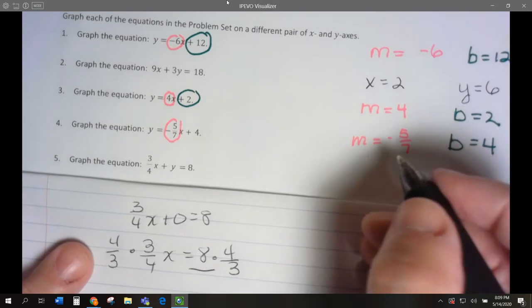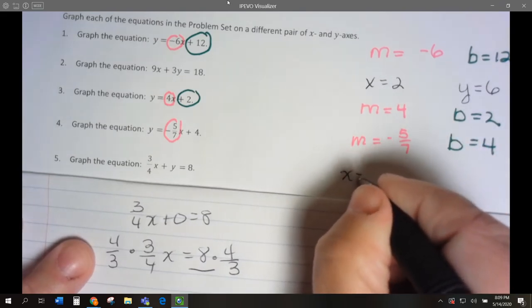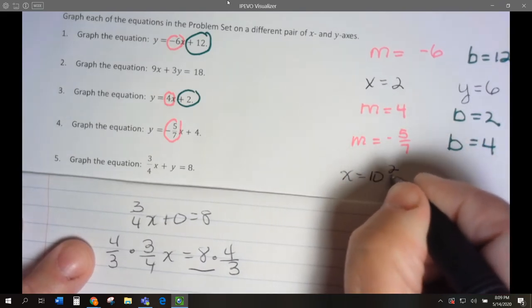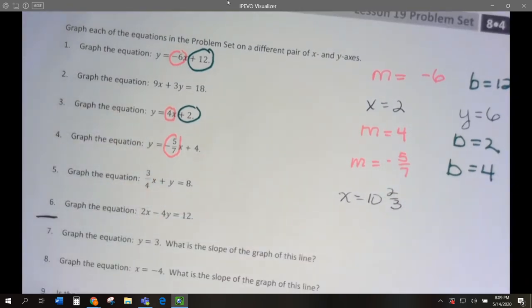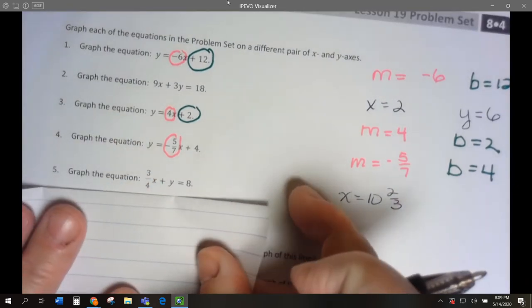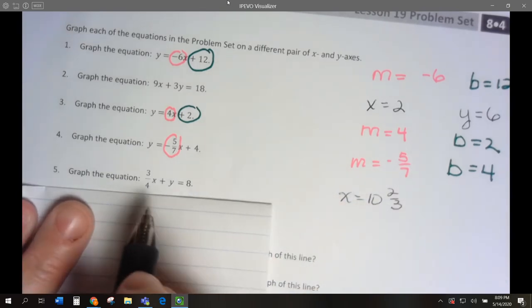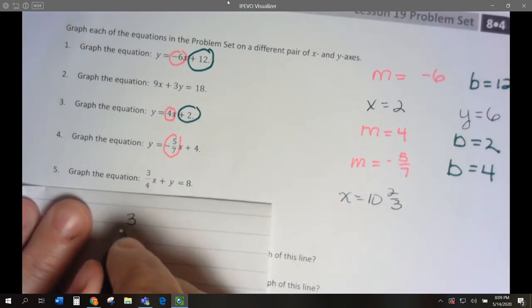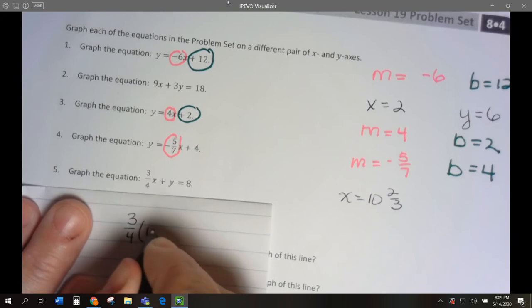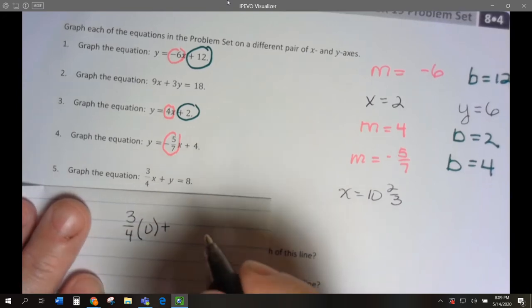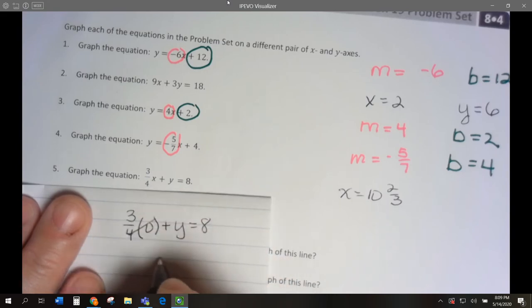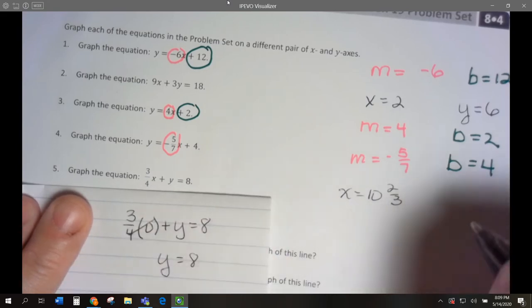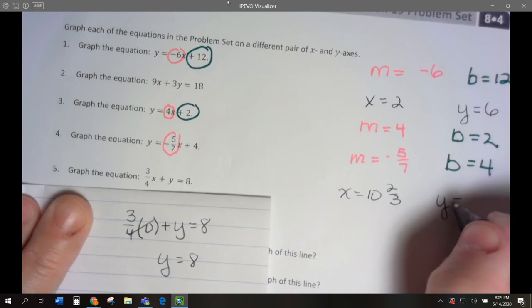So here our x is 10 2/3. To get our y-intercept, we make x 0. So we'd have 3/4 times 0 plus y equals 8. This is 0, so we end up with y equals 8. So our y-intercept is going to be 8.